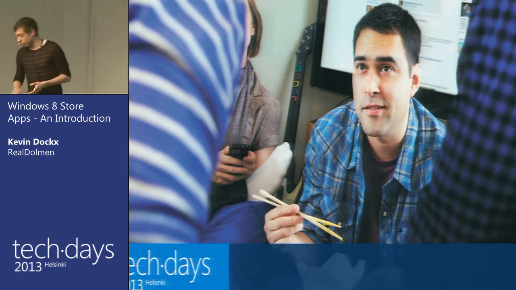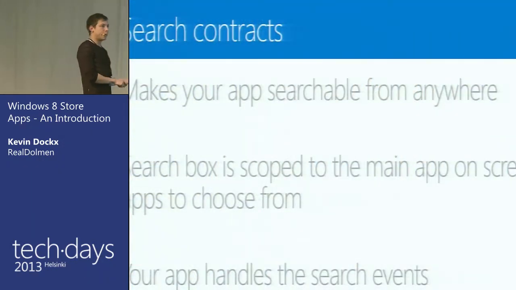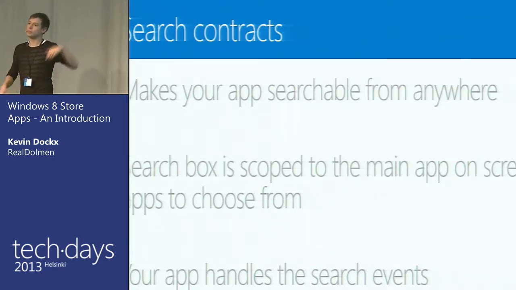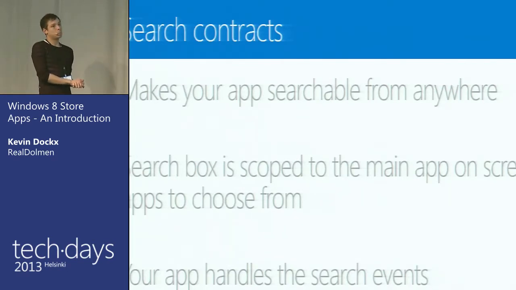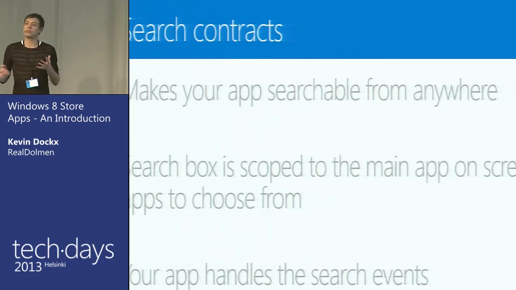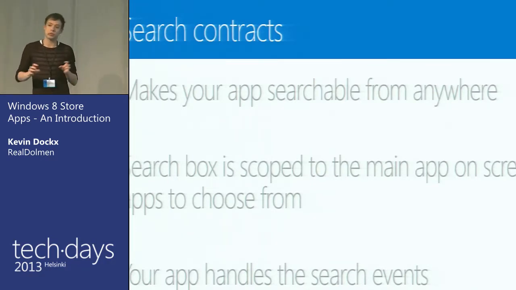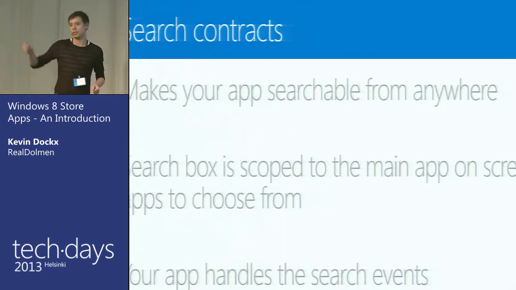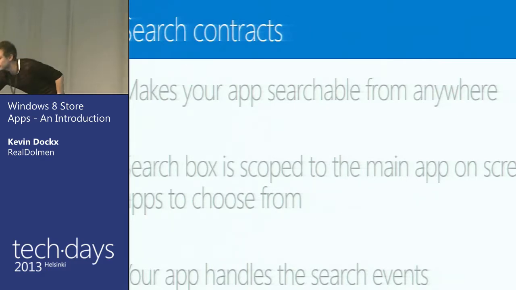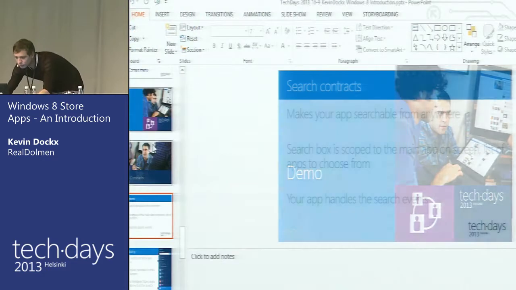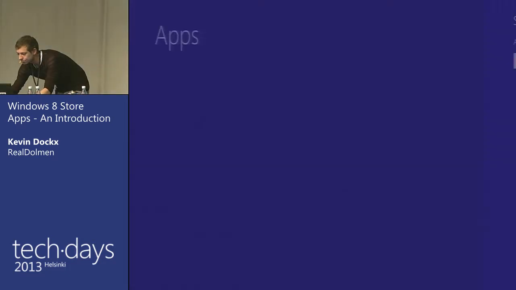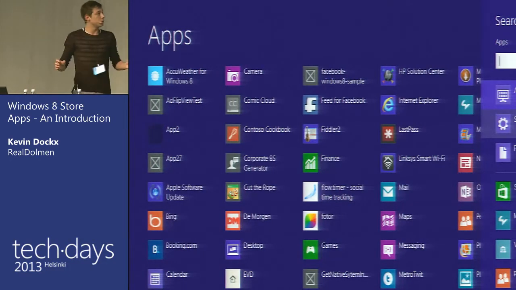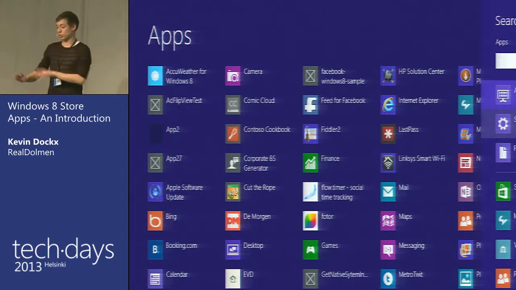So let's start with the search contract. A lot of apps can be searched these days. Again, back to the employee textbook example, you want to search for an employee. The thing is, you no longer have to create the search interface yourself. You can just leverage what Windows already offers you: the search command in the charms bar here. That can be used from anywhere in Windows. And you can just start typing here.